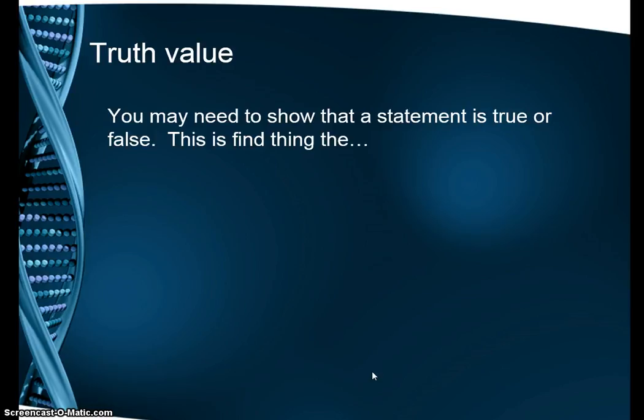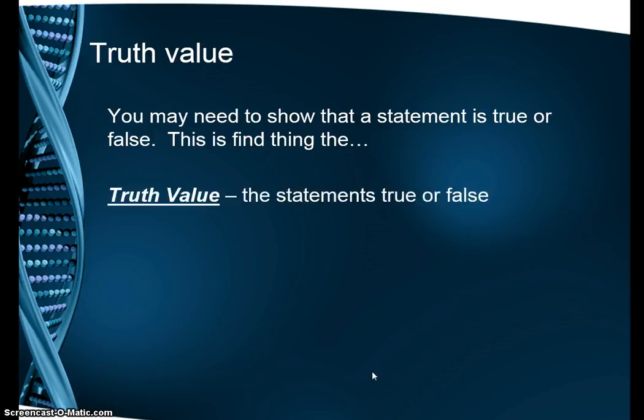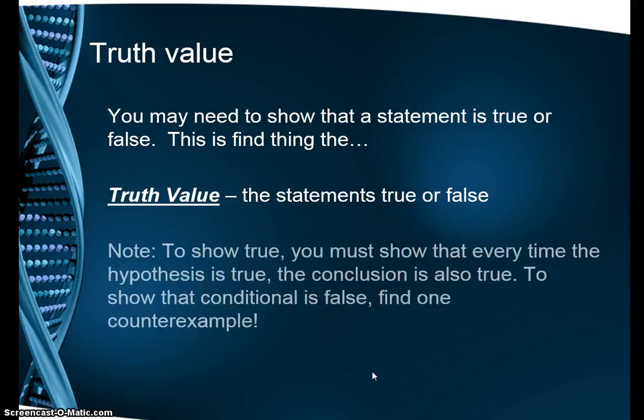So you may need to show that a statement is true or false, and this is finding our truth value. And that's just determining whether or not a statement is true or false. So if I were to say something to you, most likely it is going to be about a geometry term, then you can say that that is true or false, knowing what we know about geometry.